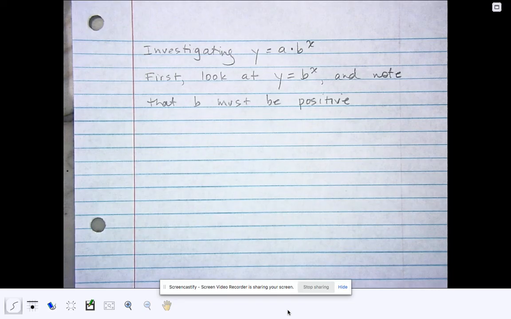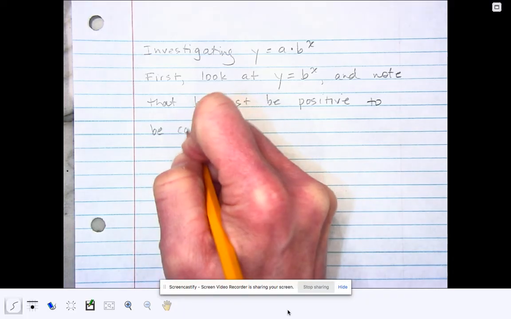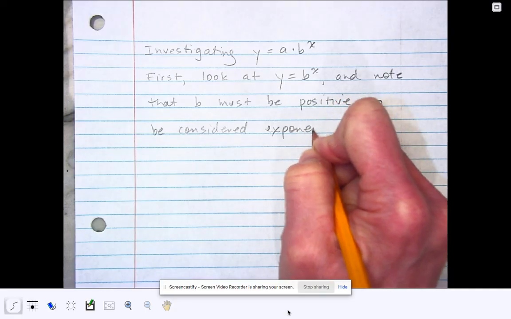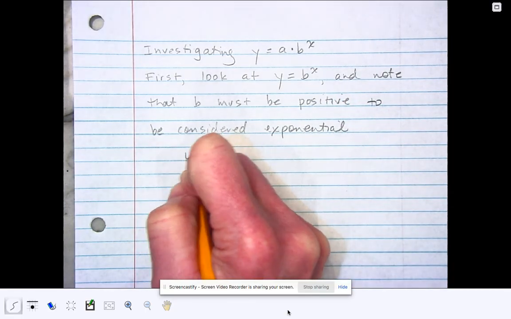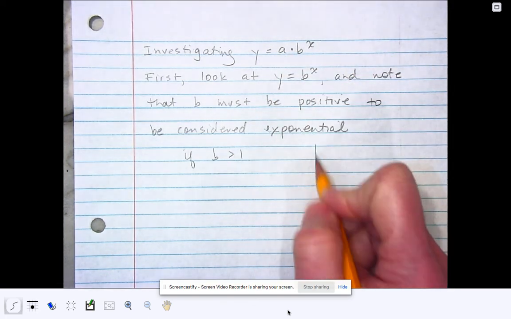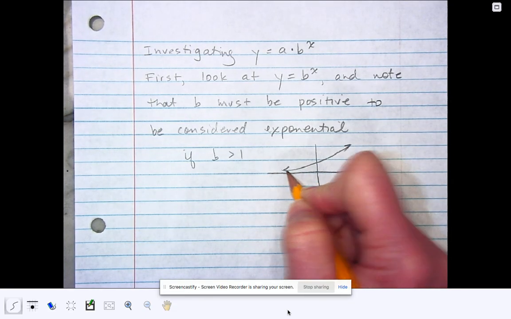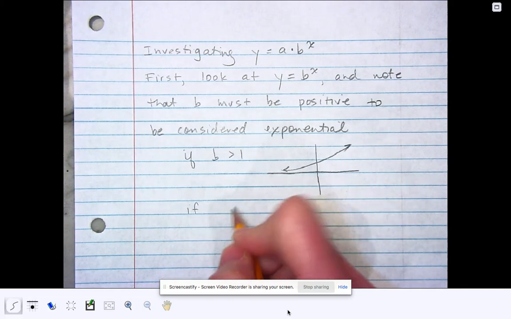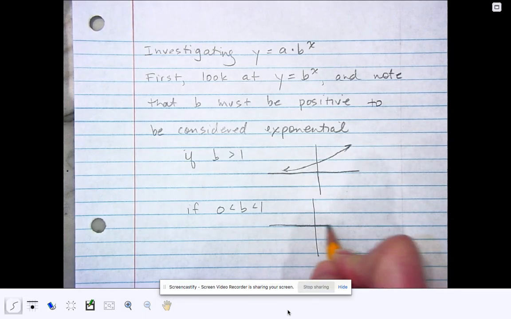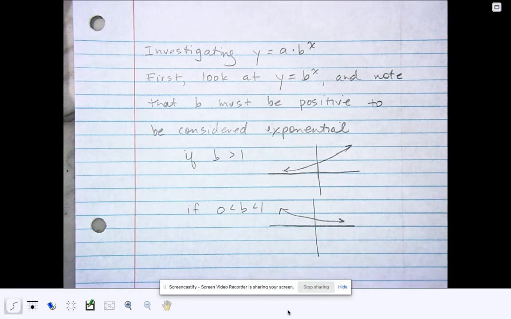So b must be positive to be considered exponential. If b ended up being greater than 1, and our a value is positive at this point, the graph ended up looking like this. If our base was between 0 and 1, and our a value was positive, our graph ended up going like this.